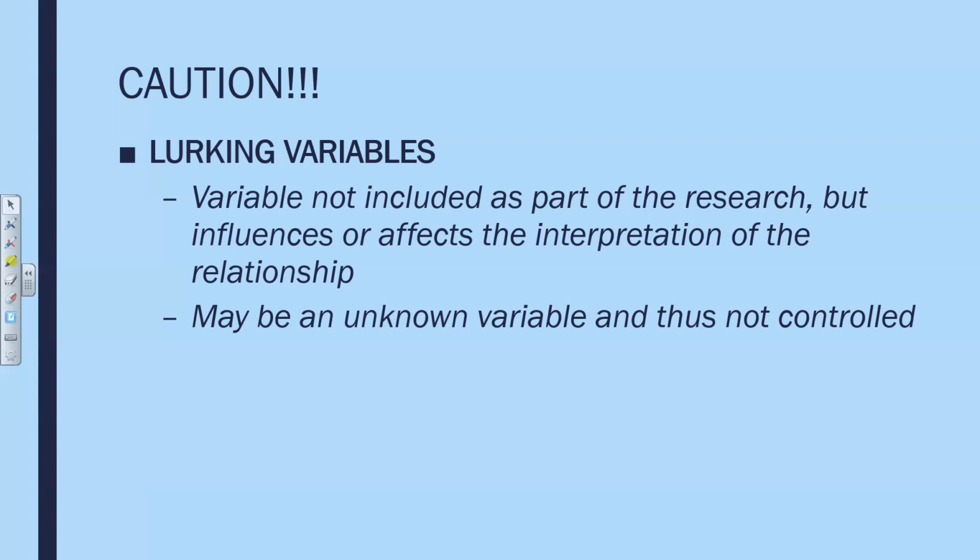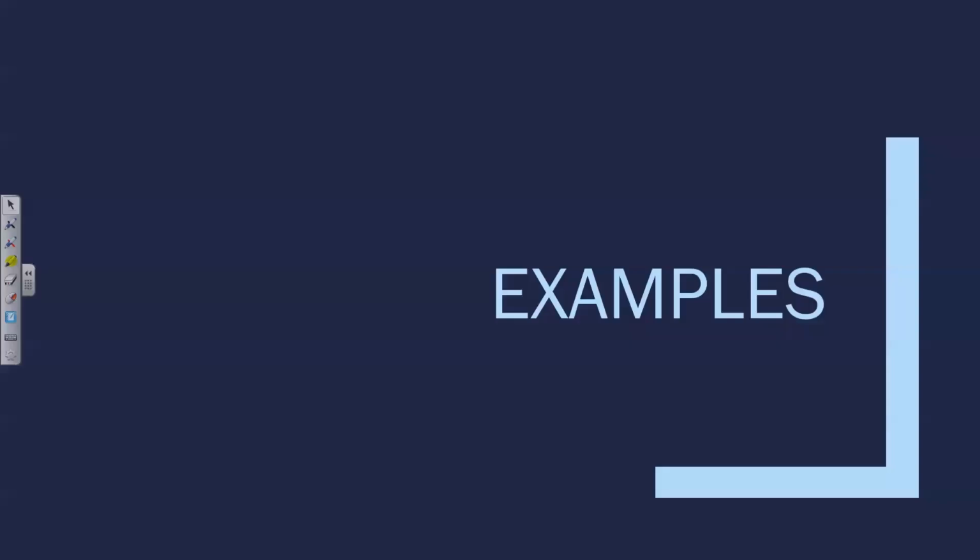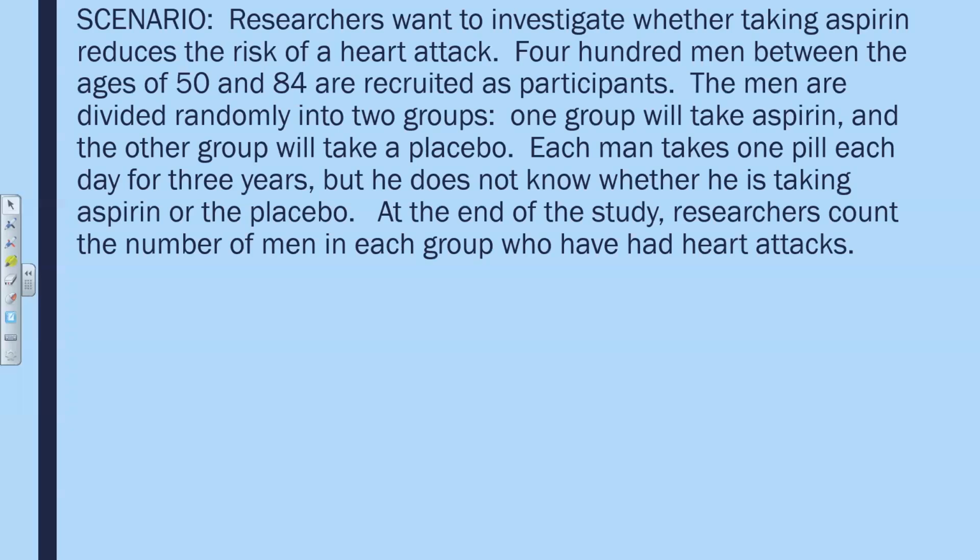Sometimes it's something we may not even be aware of from the beginning of our experiment. That's kind of why it's lurking, because it's hiding. Just be aware that those things could possibly be there and can affect it. Now the examples, I'm getting there. Okay, here's your scenario.